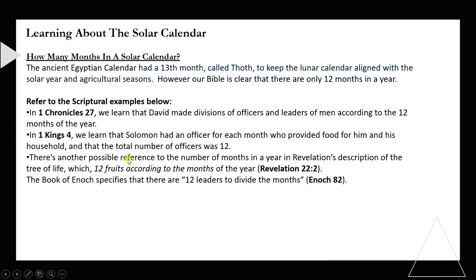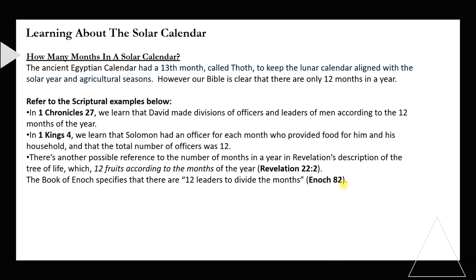And there's another possible reference to the number of months in a year in the book of Revelation, in the description of the tree of life, which describes 12 fruits according to the months of the year. That's in Revelation chapter 22, verse 2. And lastly, in the book of Enoch, it specifies that there were 12 leaders to divide the months. That's in Enoch chapter 82.